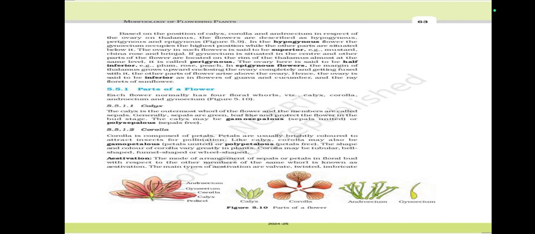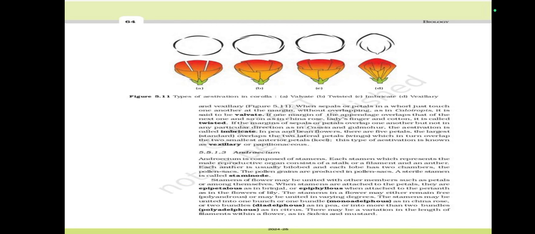Aestivation. The mode of arrangement of sepals or petals in the floral bud with respect to the other members of the same whorl is known as aestivation. The main types of aestivation are valvate, twisted, imbricate, and vexillary, as shown in figure 5.11.